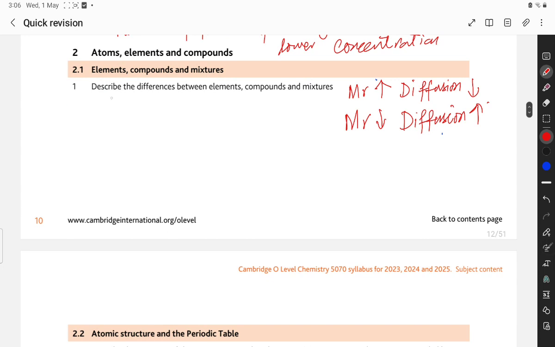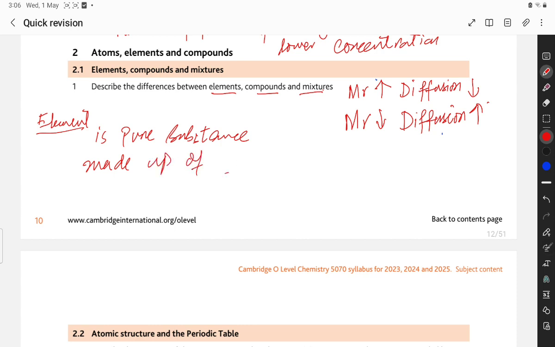Elements, compounds and mixtures. Describe the difference between element, compound and mixture. You know that the definition of element is very important. In this way you can define element: an element is a pure substance made up of the same kind and size of atoms. So this is the definition of element.